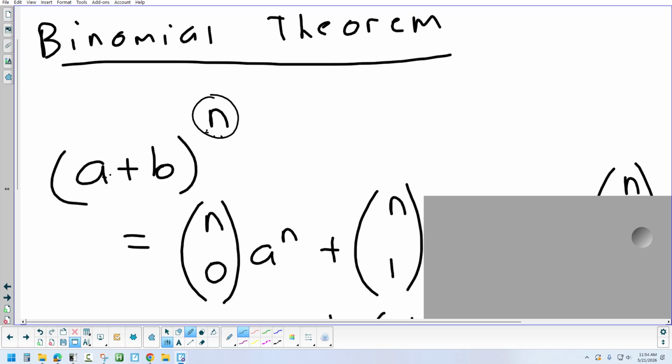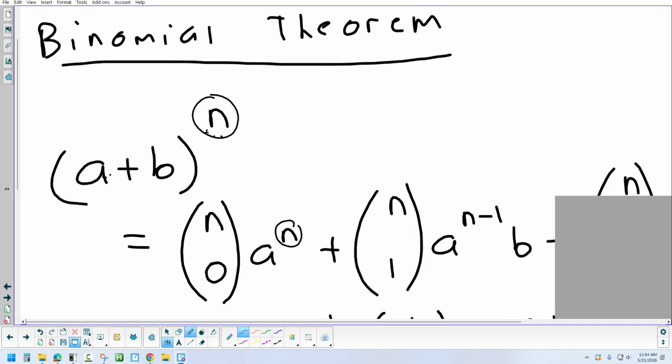And now the a, what's going to happen to the exponent on the a? Yep. n minus 1. It goes down 1. So it's going to drop to an n minus 1. And then what's going to happen to the exponent on the b? No, it's just going to be 1. This is the first time we've seen b. So it's just b to the first.